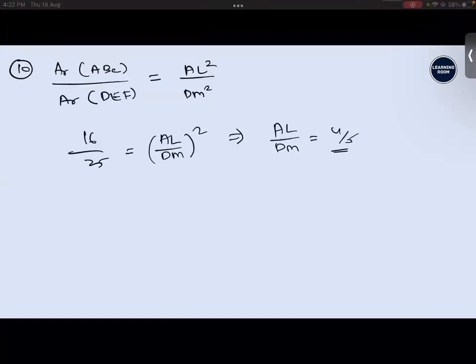Right. So do the 11th one. The areas of two similar triangles are 121 centimeter square and 64 centimeter square respectively. If the median of the first triangle is 12.1 centimeter, find the corresponding median of the other.